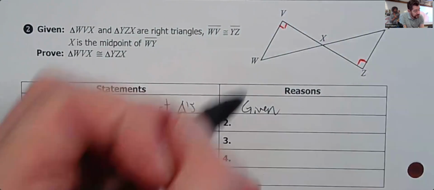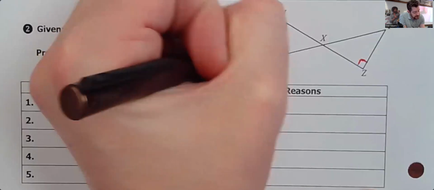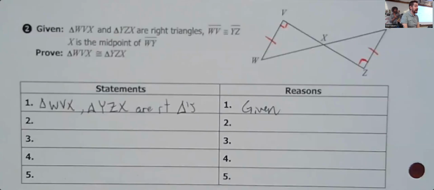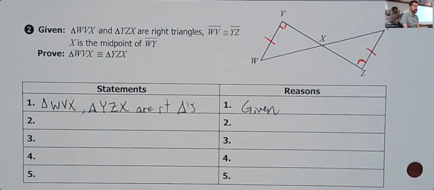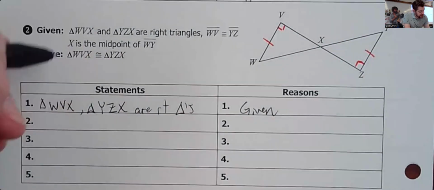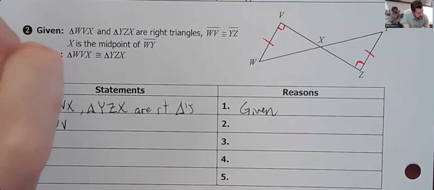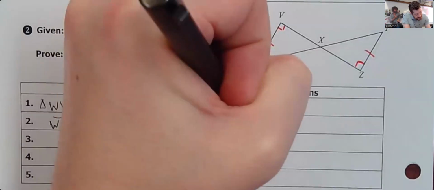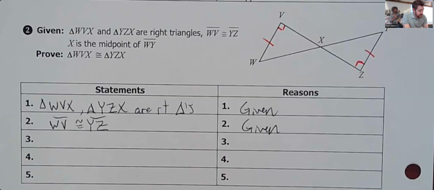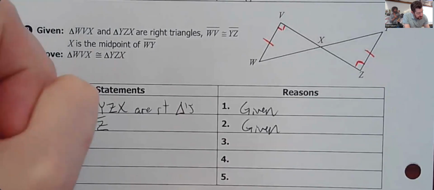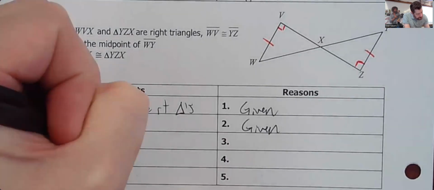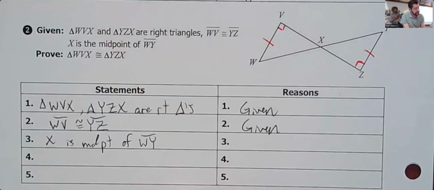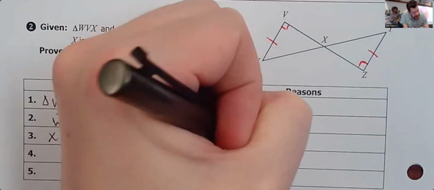WV is congruent to YZ. Those are not the hypotenuses. Those are some legs. Yeah, we can write that in statement number 2. So WV is congruent to YZ, and that's also given. So given for that one. And then also we have X is the midpoint of WY, which is also given. A lot of given stuff here.